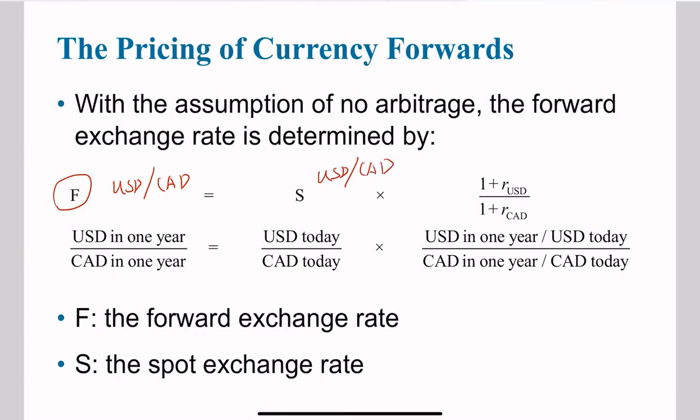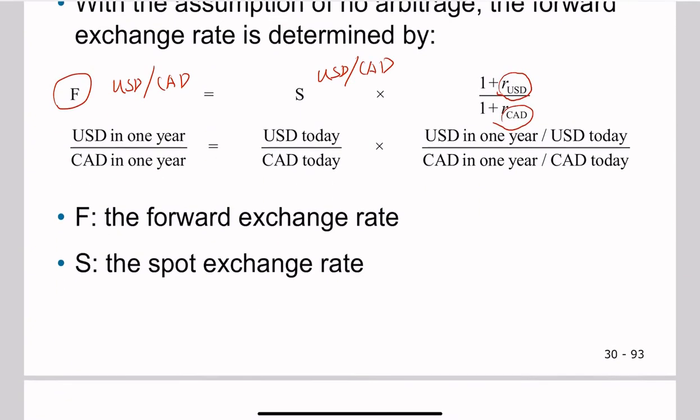And then r_USD is the interest rate in the US, and r_CAD is the interest rate in Canada. So put simply, it's just F equals S times (1 plus the interest rate in the US) over (1 plus the interest rate in Canada), right? However, there's one caveat here. If you look at this formula, you can see that the unit here is USD per 1 CAD, right? Of course, I could use a different unit. I could use CAD per USD, right?